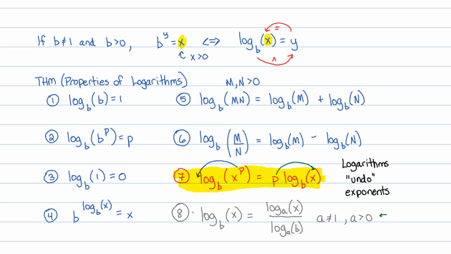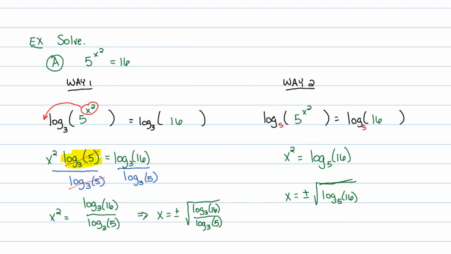This grayed out property, log base b of x, can be written as log base a of x over log base a of b, where a is any base you want that's positive and not equal to 1. So if I think, okay, I need to approximate this, I could change this into log base whatever I want of 16 over log of that same base of 5. And if I'm going to use my calculator, I'm probably going to use base 10. So I could rewrite this as x equals plus or minus the square root of log base 10 of 16 over log base 10 of 5. Okay? So that is how you can convert that into base 10, and then you can grab your calculator and find out what that value is.